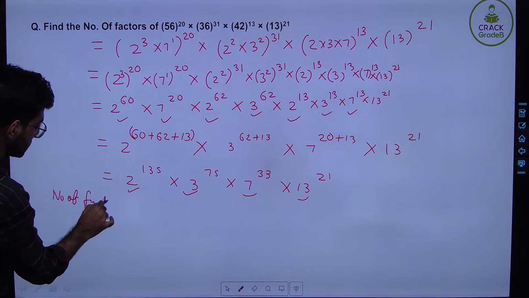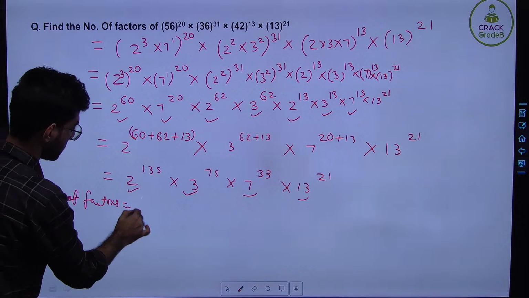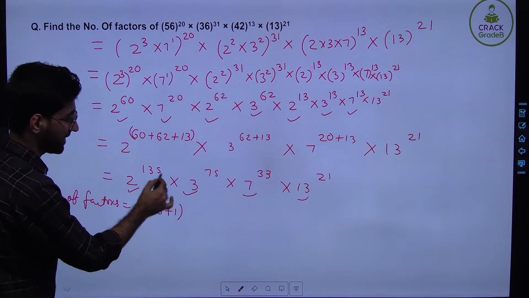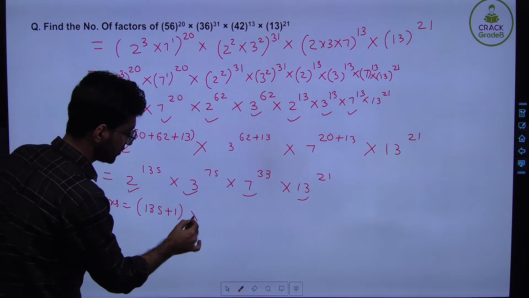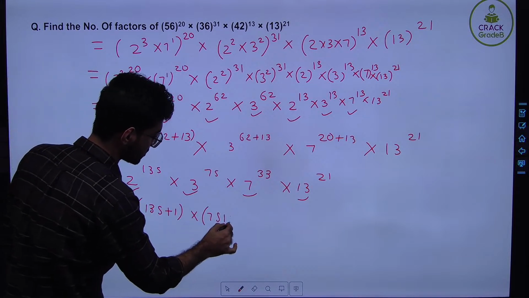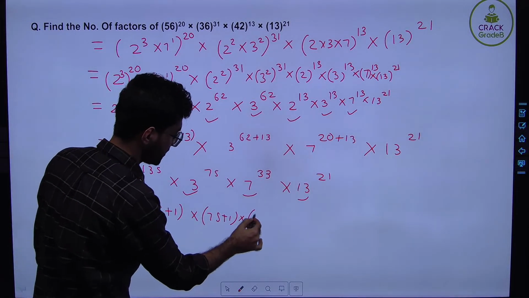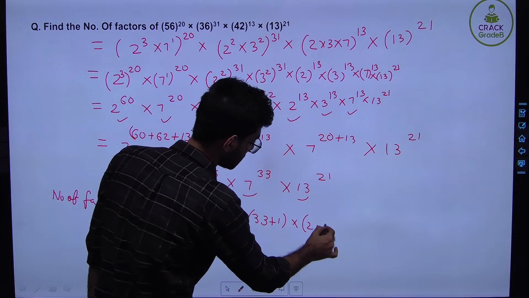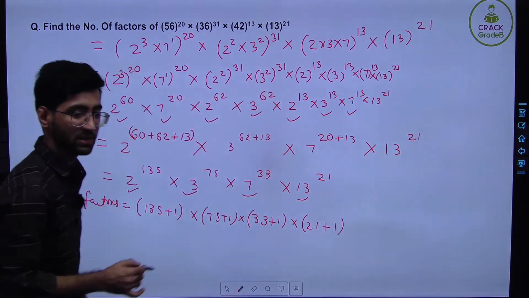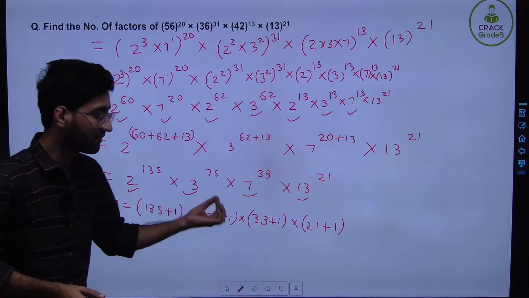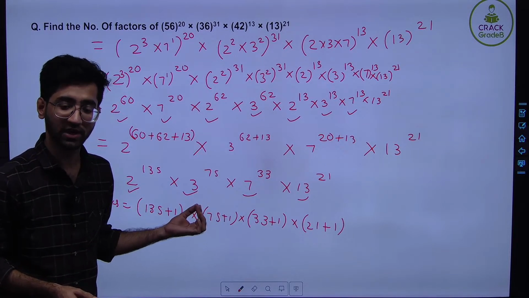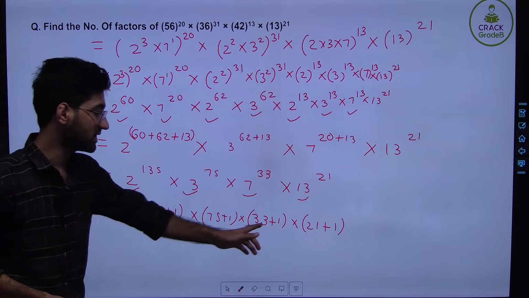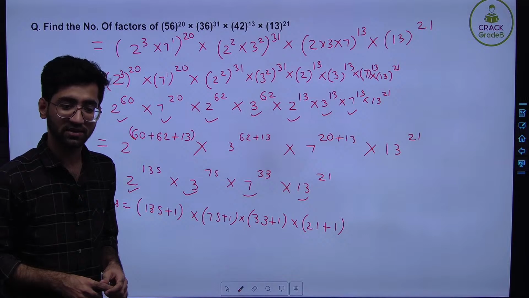Number of factors will be equal to, we have solved so many questions of this concept, 135 plus 1 into 75 plus 1 into 33 plus 1 into 21 plus 1. See, you will not get this kind of linear calculation, but if you get, there are high chances that you will be able to answer by just looking at the unit digit, right?